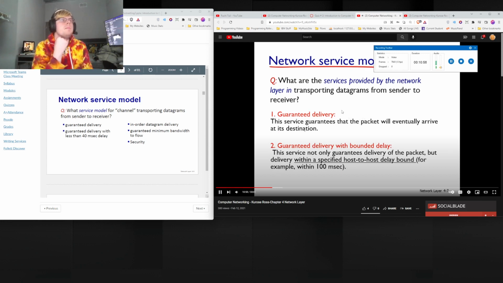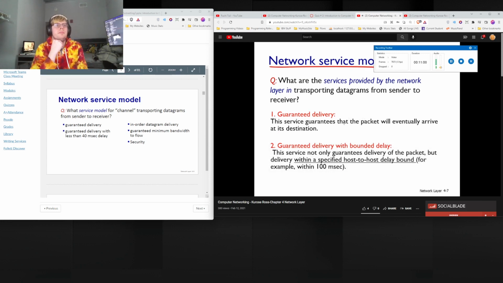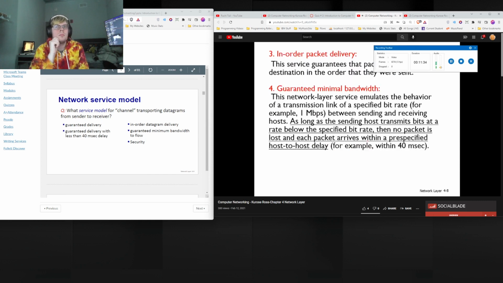At the destination. So this guarantees that the packet will definitely arrive at the destination. Second is guaranteed delivery with bounded delay. There can be some delay, but the packet will arrive. This service not only ensures that the packet will arrive, but that it will arrive within a specified host-to-host delay bound. For example, it can be 1 millisecond, it can be 100 milliseconds. So some delay bound is specified for the packet.